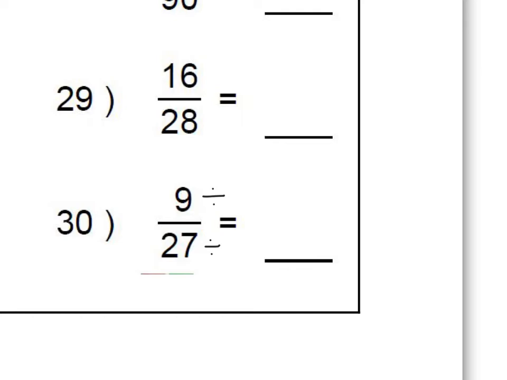Let's see what happens if we forgot about 9 and did 3. So 9 divided by 3 is what? 3, right? So that's going to be 3 on the top. And whatever you do on the top, you have to do where? On the bottom, right? So what's 27 divided by 3?